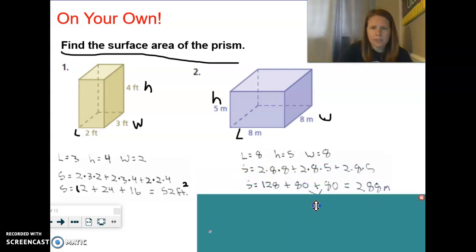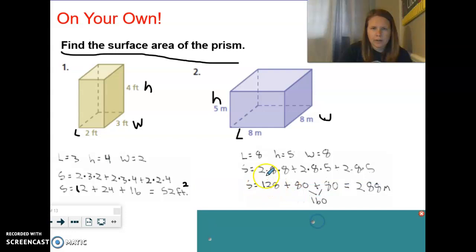Multiply them out first, and then I can add them all together. So my 2 times my 8 times my 8 gets me 128. 2 times 8 times 5 is 80, and I get that again as well as 80. I decided to add the two 80s together to get 160, and from there I added these two together to get 288 meters, and remember to put those squared parts, it's surface area.